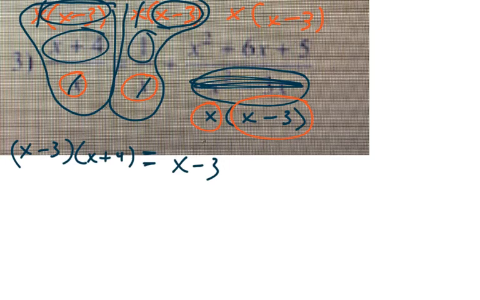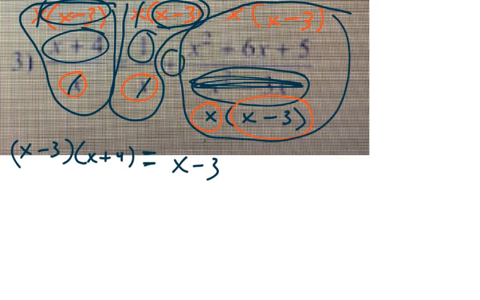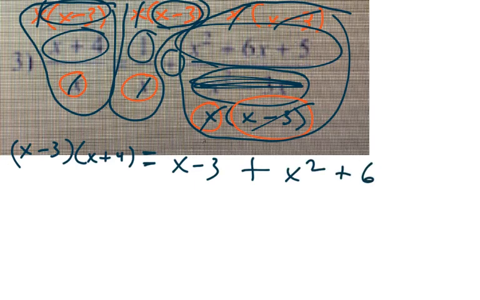Now here's the cool part. The last expression, there's a plus. Let's keep that there. Boom. Don't forget that's a plus. But the x's and the x minus 3's cancel out, so I'm just simply left with that numerator, x squared plus 6x plus 5.